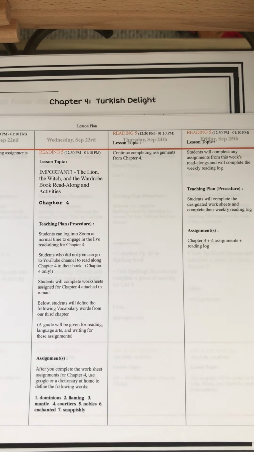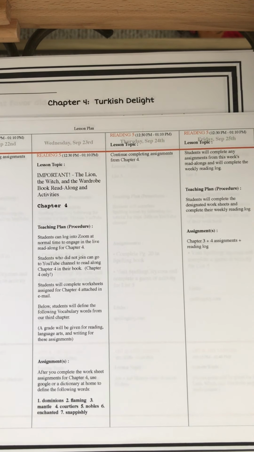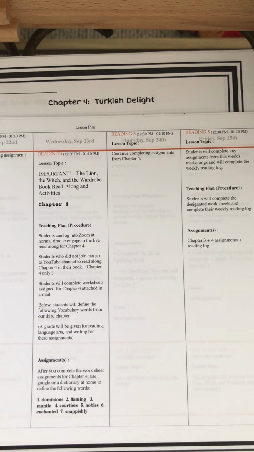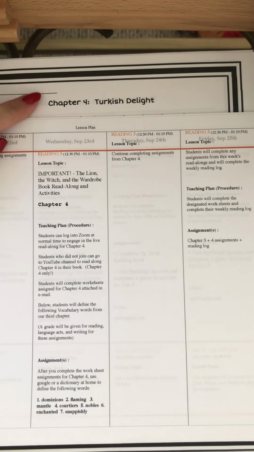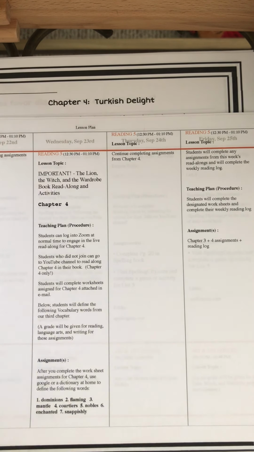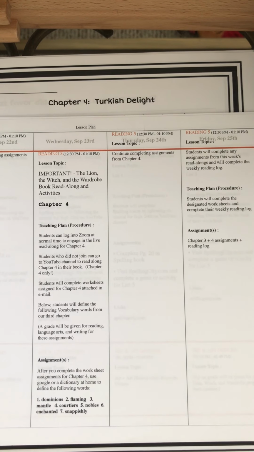And just a reading update. Yesterday, if you joined us, we went over chapter 4 and we read together Turkish Delight, which is one of my favorite chapters. If you haven't listened to it, I will be uploading the audio to YouTube, and then you will complete your worksheet that goes with it. But there is not a new assignment for Thursday. Your job is just to make sure that you complete chapter 3 and chapter 4 assignments. Have a listen on YouTube if needed.